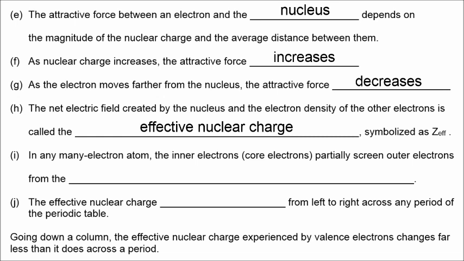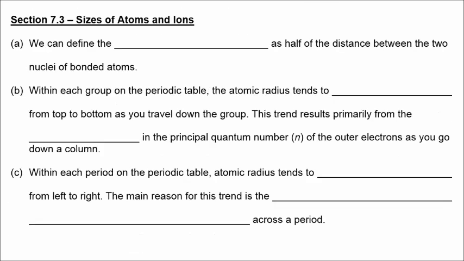In a many electron atom, the inner or core electrons partially screen the outer electrons from the attraction of the nucleus. The effective nuclear charge increases from left to right across any period of the periodic table, but going down a column, the effective nuclear charge is pretty much the same, and it changes far less than it does across a period. All right, section 7.3, sizes of atoms and ions.